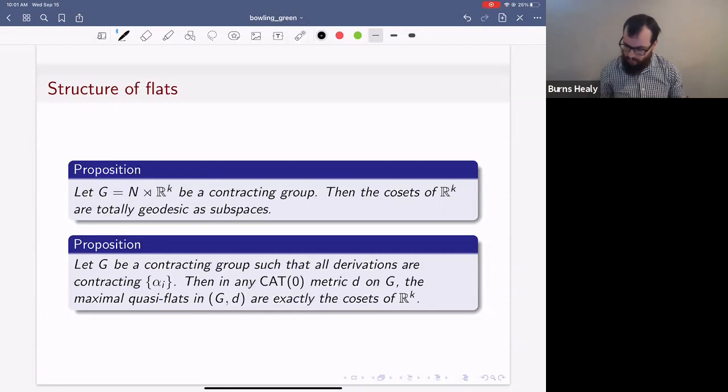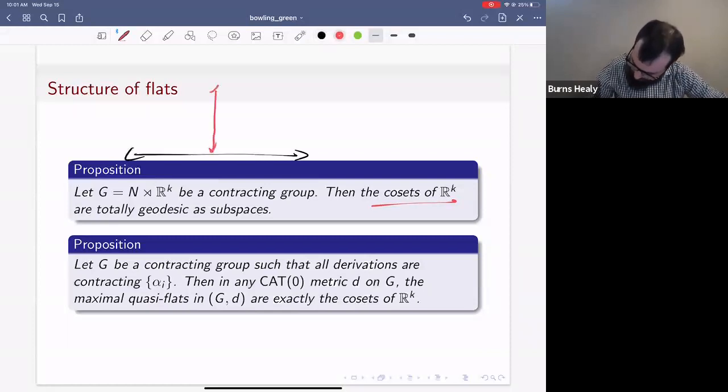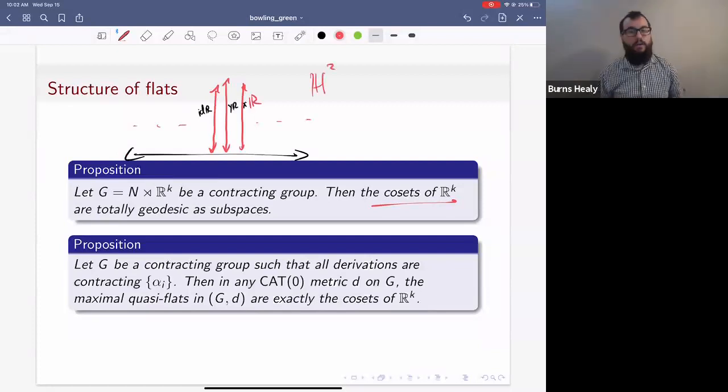So here's the first proposition I have for you: when you take a contracting group of this form, I'm going to omit the derivation notation, then in fact these cosets are always totally geodesic. Okay, and actually they foliate the whole space. So if I'm thinking about cosets, again, if you want to go back to just hyperbolic space, the cosets look like this. I can imagine foliating all of H^2 by these copies of R. So here's maybe XR, and here's YR, and this is IdR. Okay, and I can foliate all of H^2 by these, and they're always geodesic.